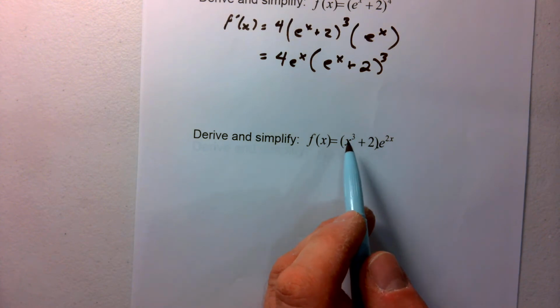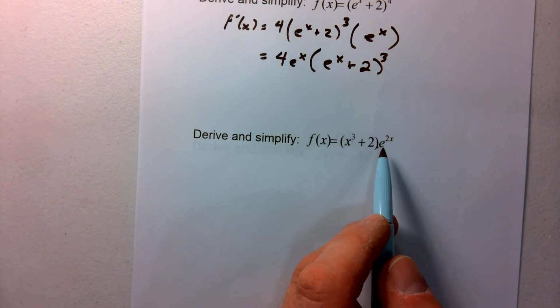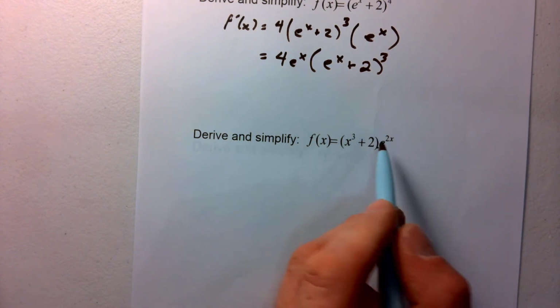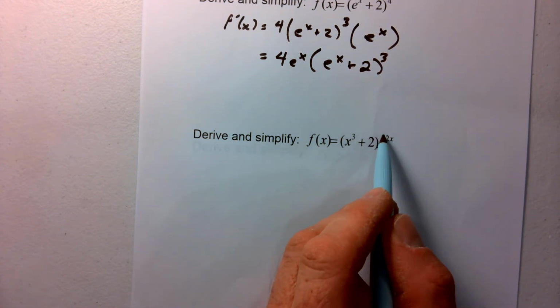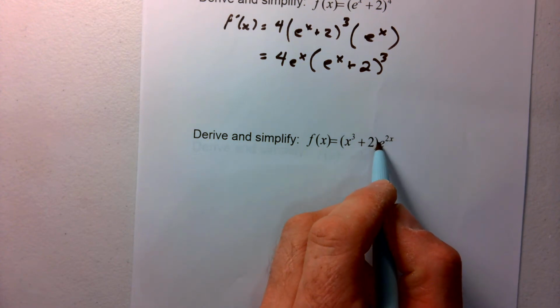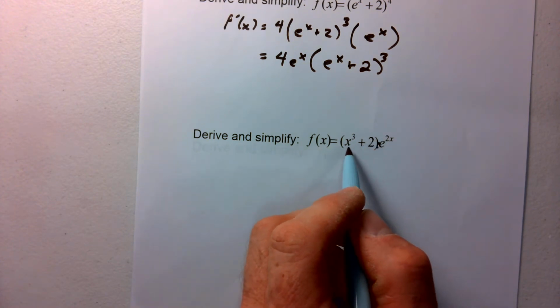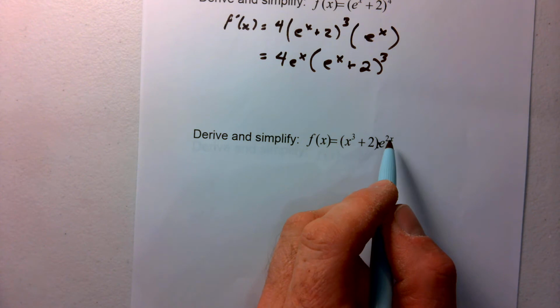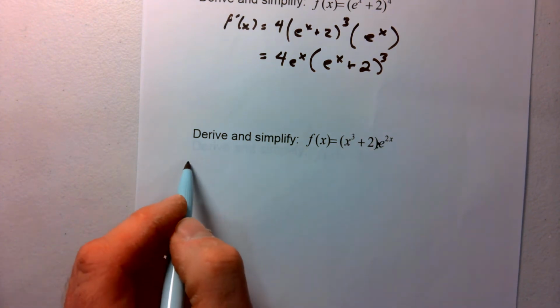Here we have f of x equals x to the third plus 2 times e to the 2x. So I did this one for a reason. Here we have a quantity, but it doesn't have an exponent. So we don't have a chain rule here. We just have a product rule. We have x to the third plus 2 times e to the 2x. So we have x's in both terms, but we're multiplying those together.